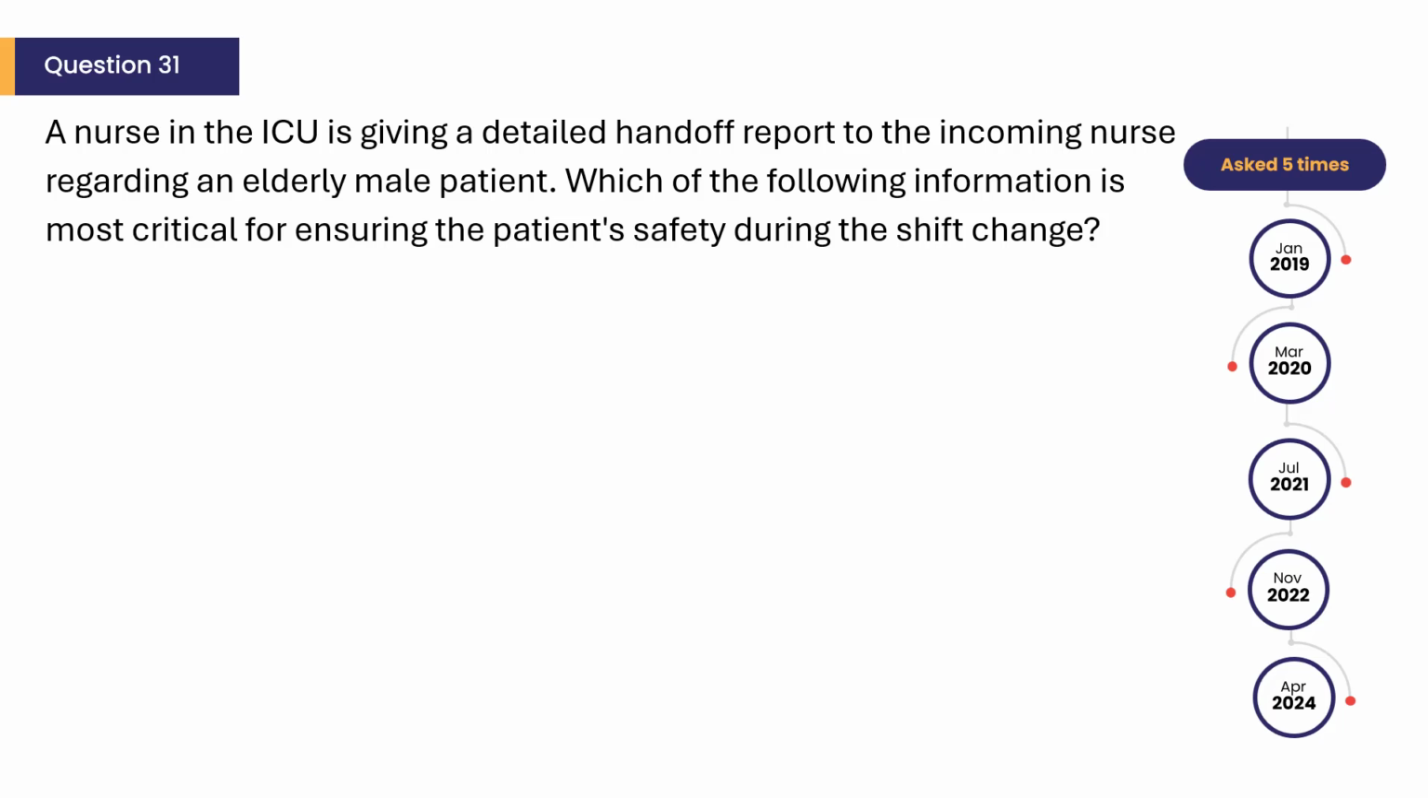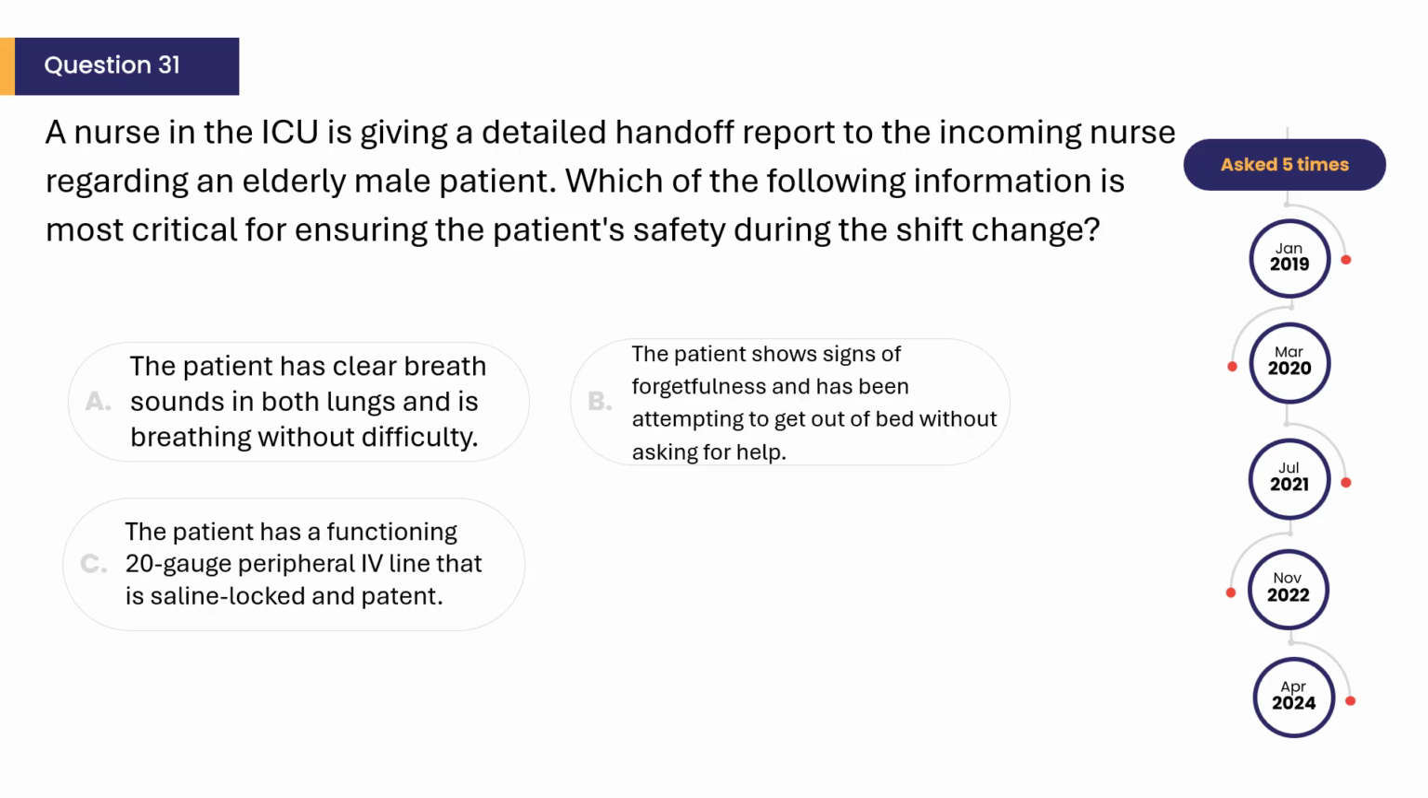Which of the following information is most critical for ensuring the patient's safety during the shift change? A. The patient has clear breath sounds in both lungs and is breathing without difficulty. B. The patient shows signs of forgetfulness and has been attempting to get out of bed without asking for help. C. The patient has a functioning 20-gauge peripheral intravenous line that is saline-locked and patent.